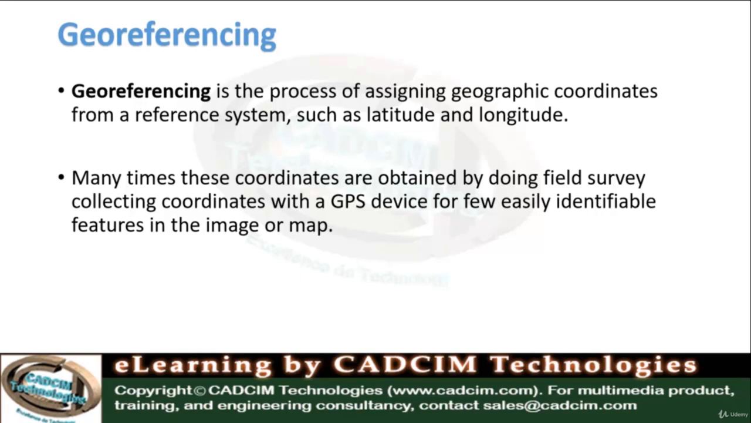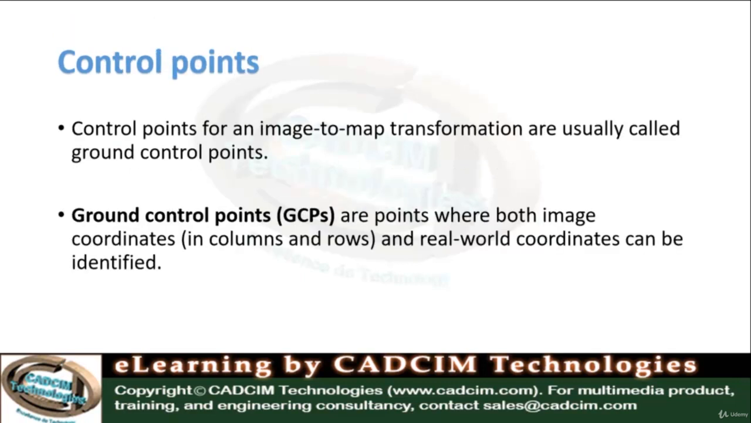Many times these coordinates are obtained by doing a field survey, collecting coordinates with GPS devices for a few easily identified features in an image or map. Now let's understand control points. Control points play a key role in determining the accuracy of transformation.